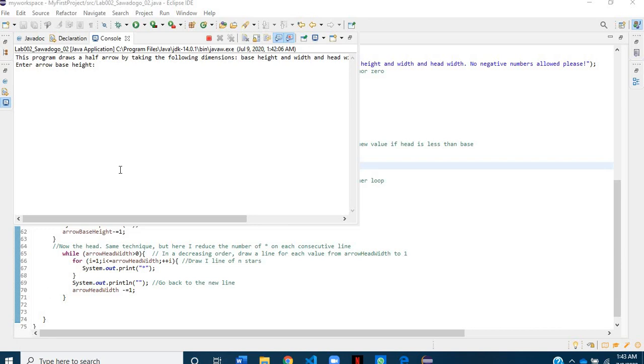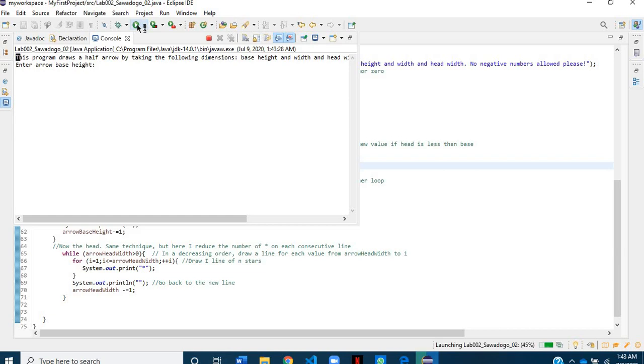Hi, this is Adama, and today I'm presenting my program, which is Lab02. So before I explain my code, let's run the program and see.